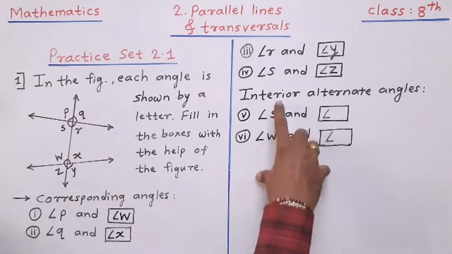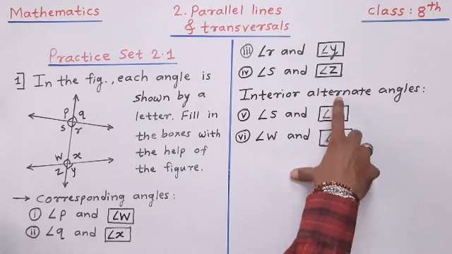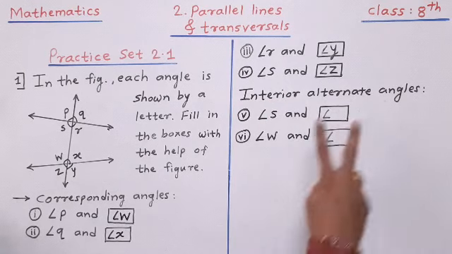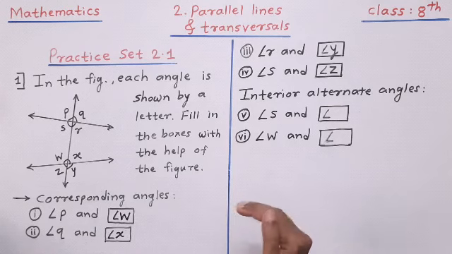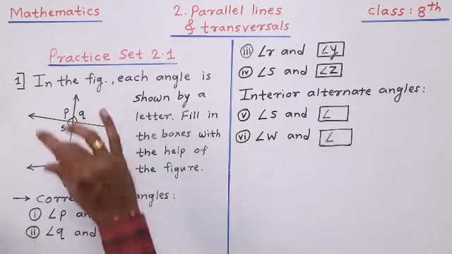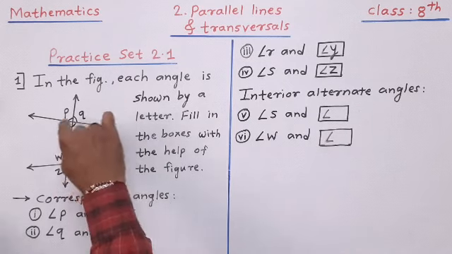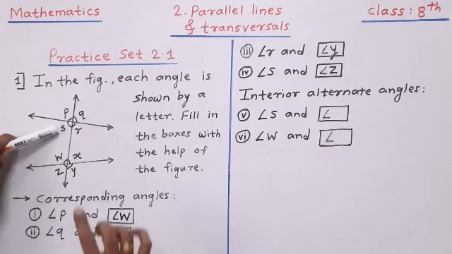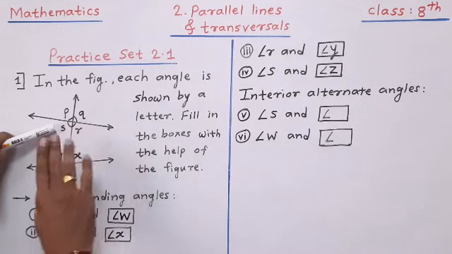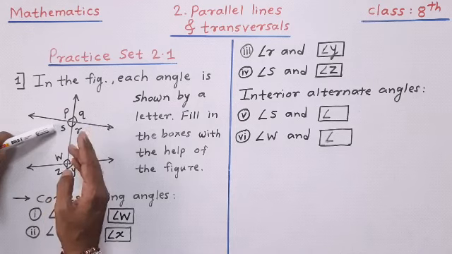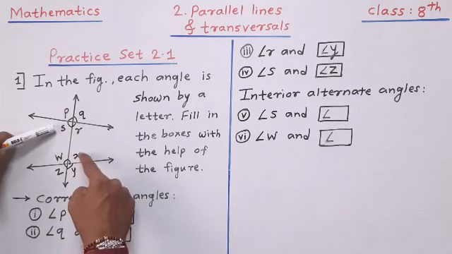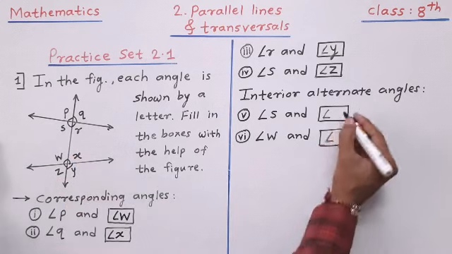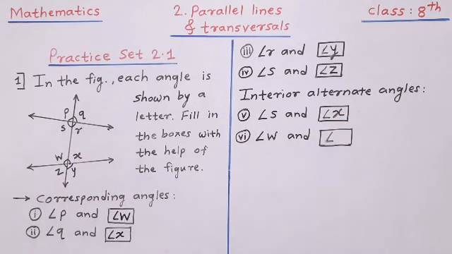Okay. Now the next type of angles is interior alternate angles. Alternate angles are of 2 types, interior and exterior. So here we have to write interior alternate angles. Interior means within the 2 lines. Here our answers will be here. So first angle is angle S and its interior alternate. Alternate means on the other side of the transversal and at the other line. So here angle S and angle X are interior alternate angles.